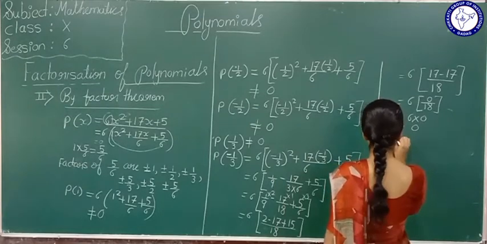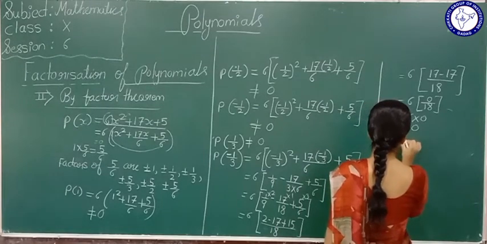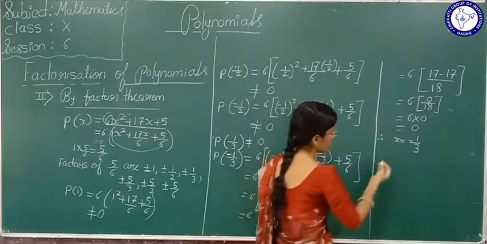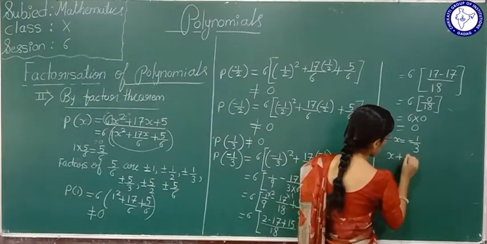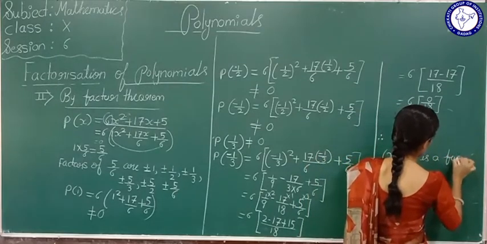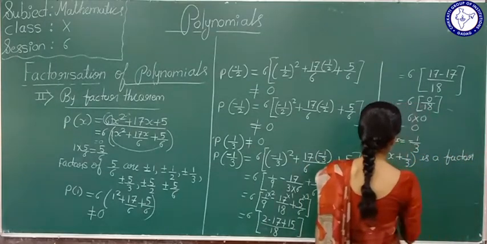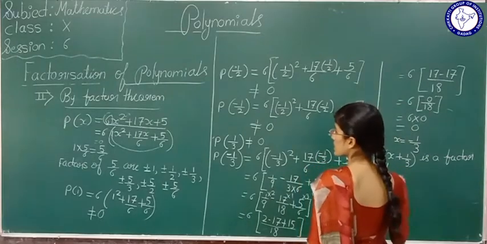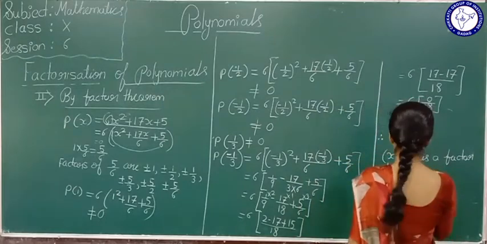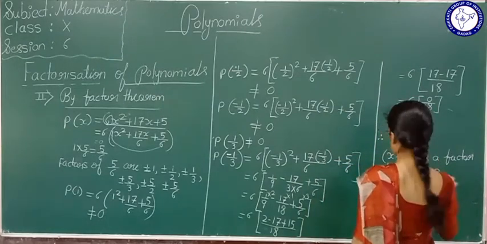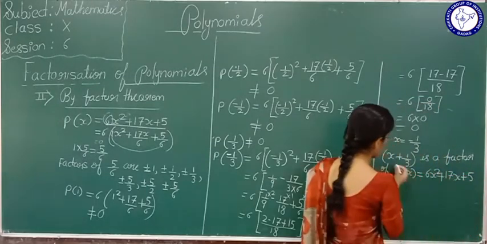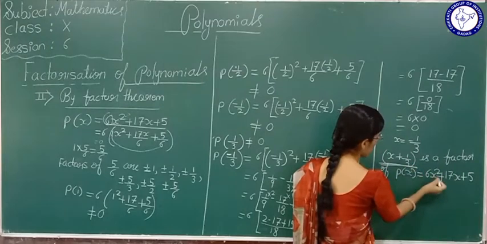Therefore, for x is equal to minus 1 by 3, what can we tell here? x plus 1 by 3 is a factor of p of x is equal to 6x square plus 17x plus 5. Now see, students, one factor we got. One factor we got of this polynomial.